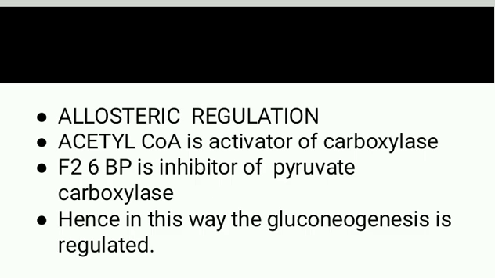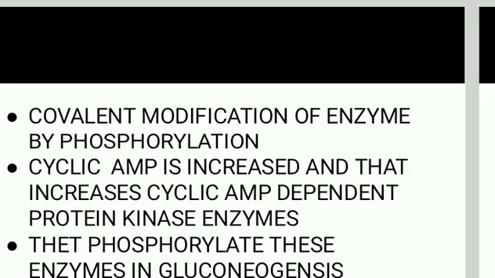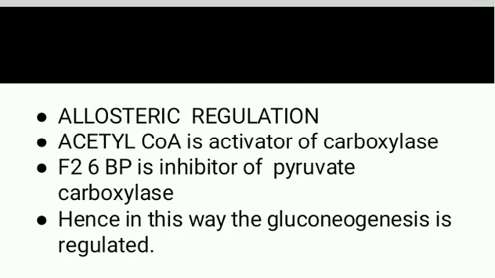Similarly, fructose 2,6-bisphosphate is an inhibitor, so it inhibits this process, and in this way gluconeogenesis is regulated. So regulation involves enhancement and reduction, that is, how this process is induced and how it is reduced. So this is the short question, and if you write these slides that I have added here, then you will get the maximum marks, inshallah.